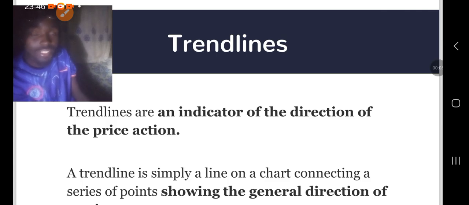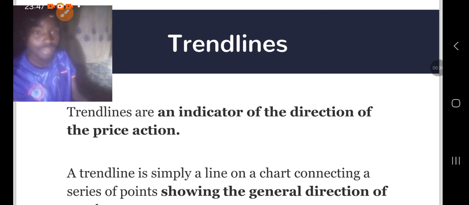So for today's trade, we'll be looking at trend lines, guys. This is part of price action. That is the key rule that we follow. This is what I call rule number one, guys. Trend lines are indicators of the direction of the price action, right? Let's simply explain what a trend line is.